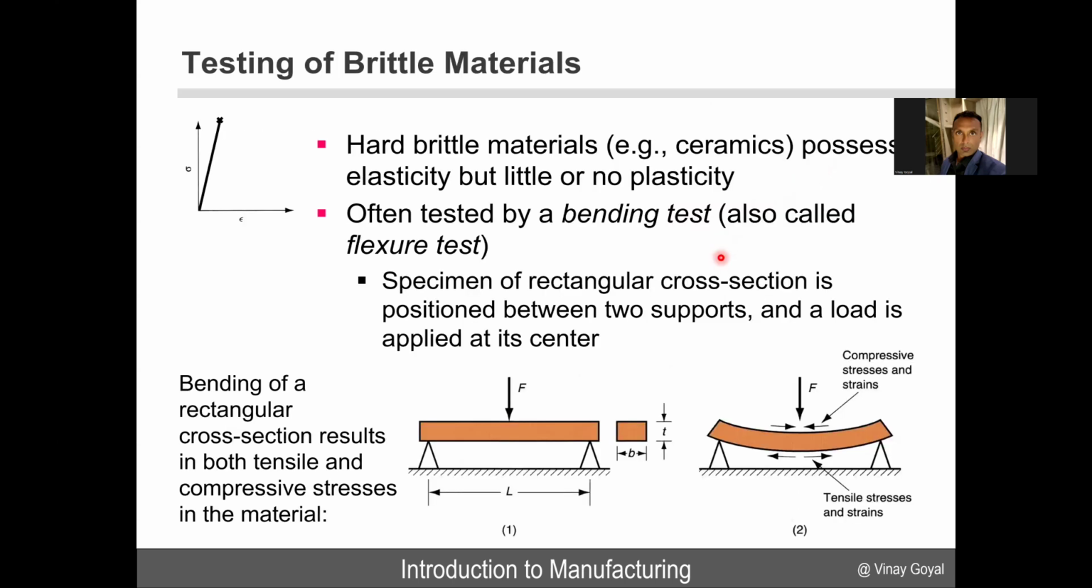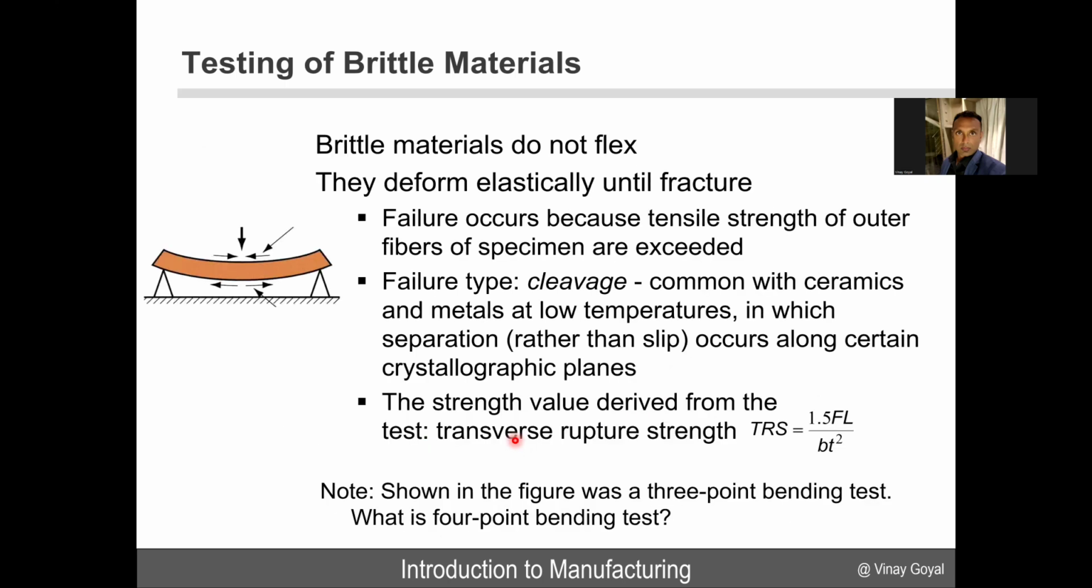Now, testing brittle materials. Hard brittle materials possess elasticity but have almost no plasticity. So to find these values, you often need to test by bending test, also called flexure test. The specimen tends to be a rectangular cross-section shown here, and you put two loading supports and apply load here in the center. Bending this rectangular cross-section causes both tensile stress and compression stress in the material, compression at the top, tension at the bottom, and that allows you to test the flexure strength of these materials.